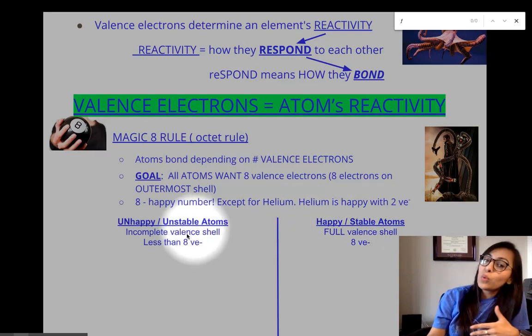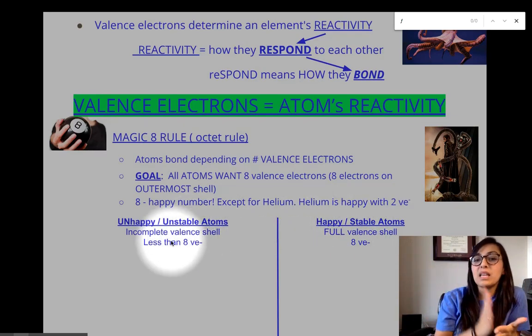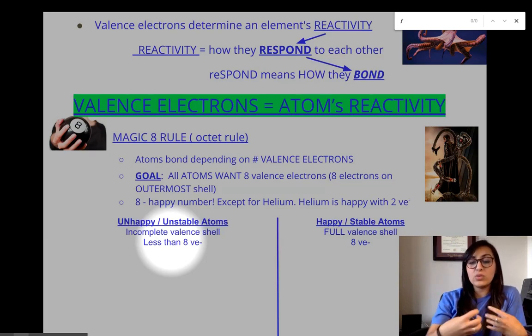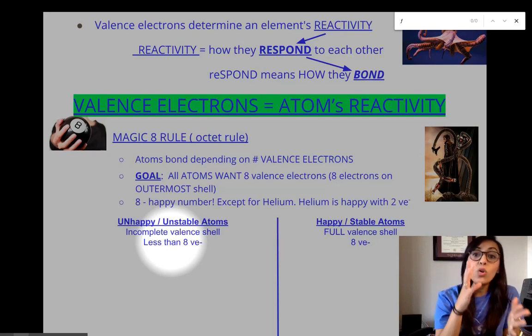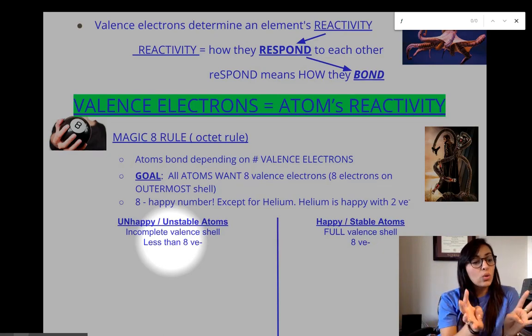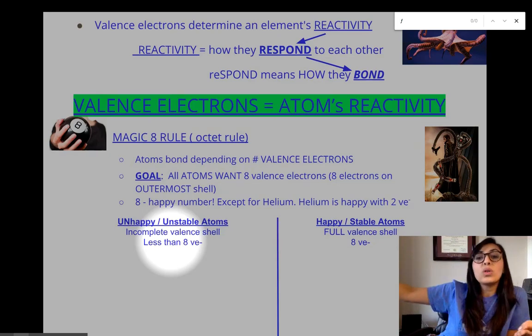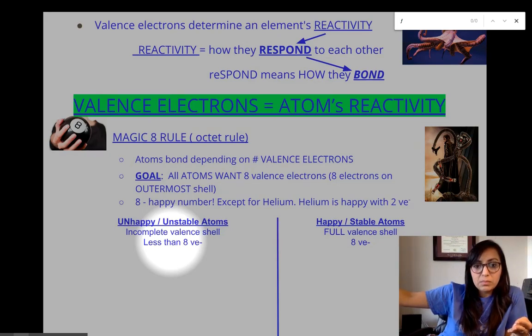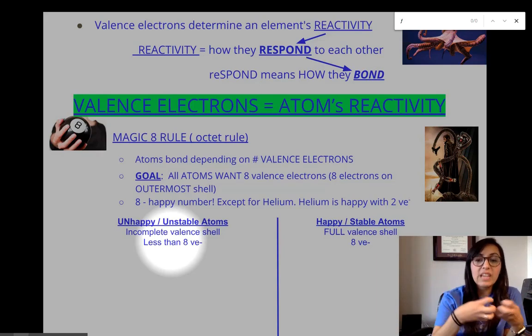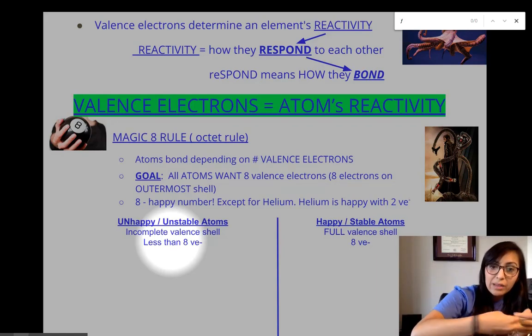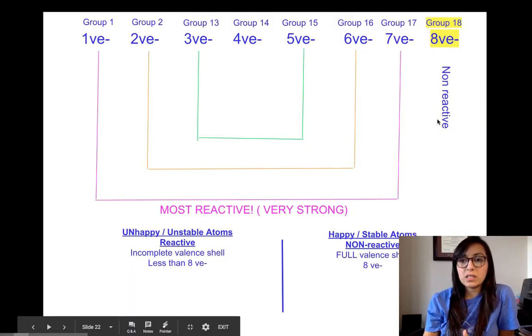However, if you are an atom that has less than 8 valence electrons in your outermost shell, you're not happy. You are unstable, meaning you're going to react. Because remember, the whole goal is to get 8 valence electrons. So you're going to react with another atom to get to your goal of 8 valence electrons. So if you're unstable, you are reactive. You're going to react or bond with another atom to get 8. All right, let's take a look.